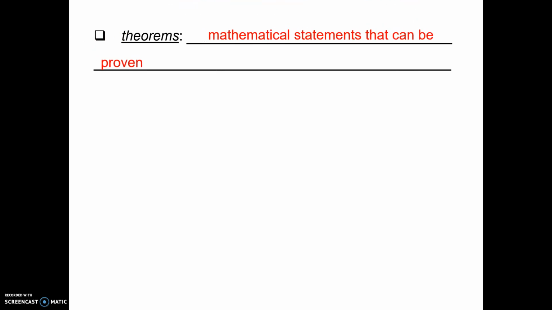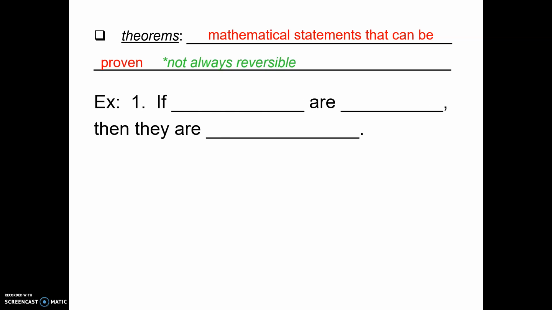Theorems is our fourth one, and theorems are mathematical statements that can, and we often will, be proven. These are the things that we're going to spend a ton of time on in this semester, proving algebraic and geometric theorems using a few different variations and a few different methods. Okay? They are not always reversible. They're not always biconditional. They can be.